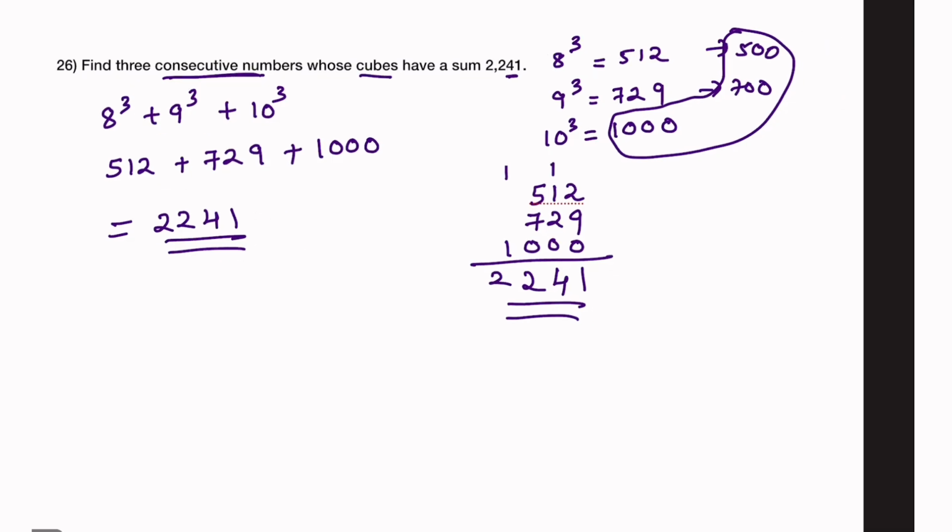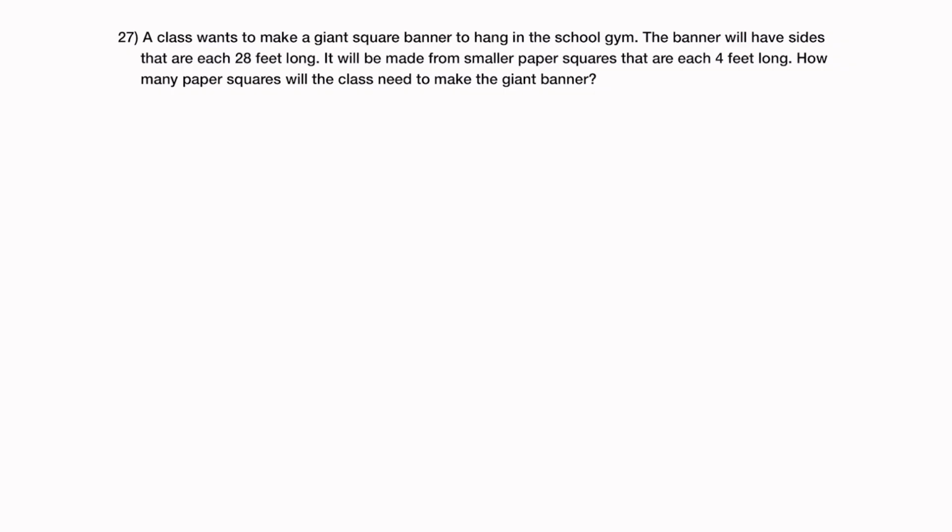And it's cubes. Okay, here come word problems. A class wants to make a giant square banner to hang in the school gym. The banner will have sides that are each 28 feet long. It's a square, okay? So that tells me what I have to do. Square. How do you find the area of the square? Side square, right? So the banner will have sides. So what's the banner size going to be? The area of the banner will be how much? So the banner is 28 feet long, right? And it's a square too.